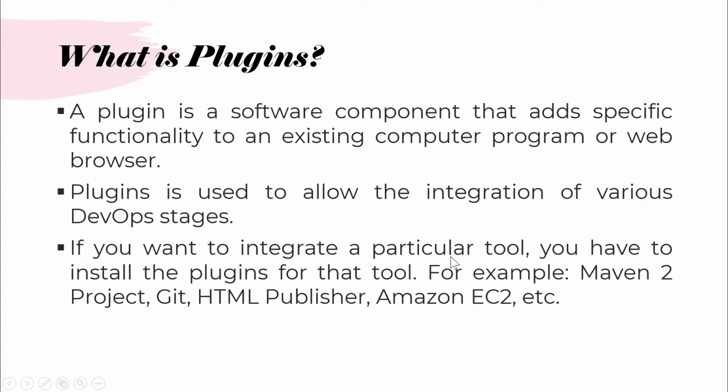What is a plugin? A plugin is a software component that adds specific functionality to an existing program or web browser. So it allows the integration of various DevOps stages. If you want to integrate a particular tool, you have to install the plugin for that tool. For example, it can be Maven, Git, HTML, Amazon, etc. I'll show you this while we are installing Jenkins.